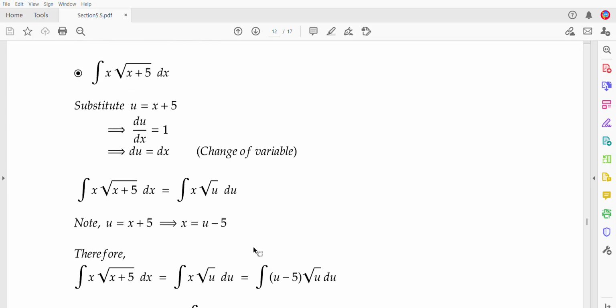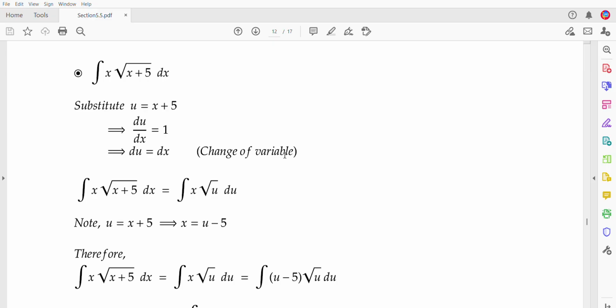How do we integrate something like this? Substitution. Call x plus 5 u. du/dx is the derivative of x, that's 1. So du is simply dx. Whenever you get du equals dx, it's called change of variable.